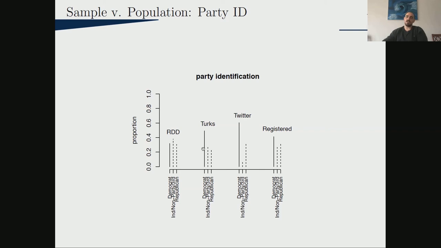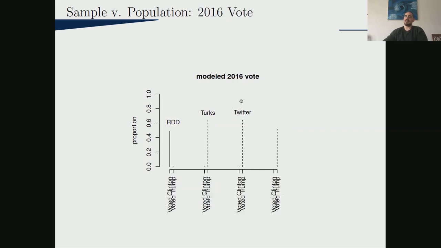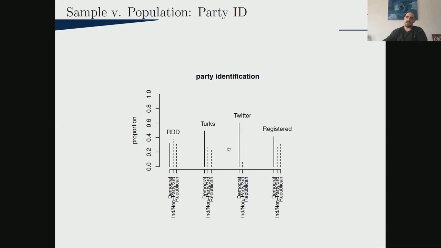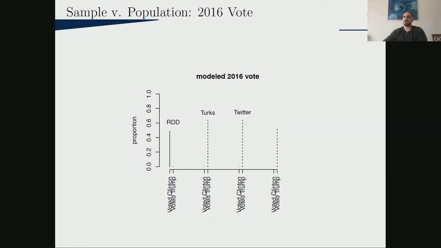Both Twitter and Turks massively oversample Democrats, and that's a problem. When it comes to 2016 vote, I have an error in this slide. You can ignore it. But essentially, the error in 2016 vote is in the same direction as this slide. So more Clinton voters in Twitter and Mechanical Turks.